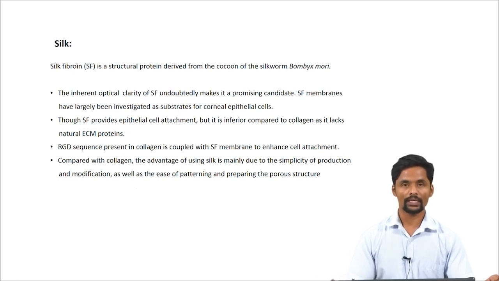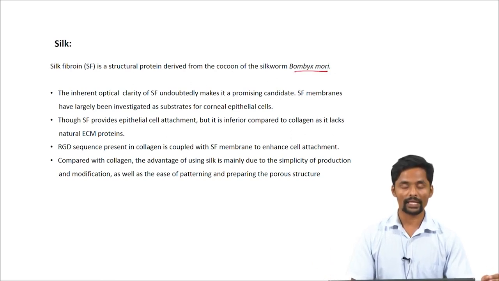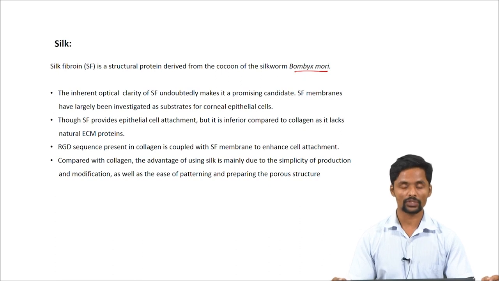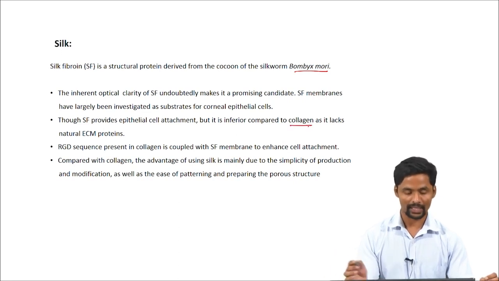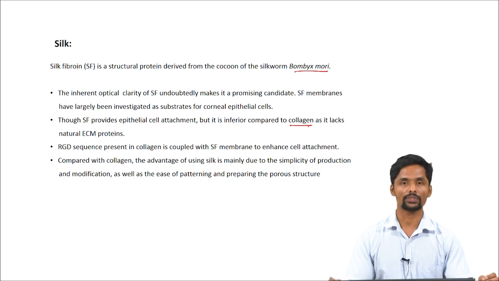Silk fibroin is the structural protein that is derived from the silkworm Bombyx mori. The inherent optical property of silk fibroin makes it most suitable for corneal tissue engineering. And this silk fibroin is used as substrate for corneal epithelial cells. Though silk fibroin provides a scaffolding material for epithelial cells, its cell attachment property is not as superior as collagen, as it lacks the natural ECM protein. To overcome that, they have introduced RGD domain into the silk fibroin membrane, and thereby they tried to improve the cell attachment property of silk fibroin.